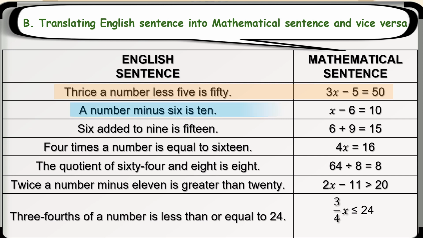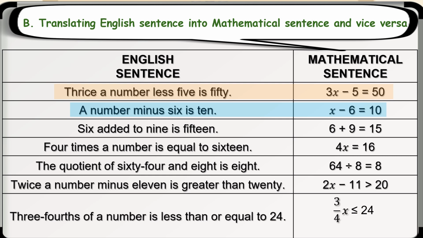Another example. A number minus 6 is 10. Take note of the keywords used. Minus means the operation to be used is subtraction. Is means equal. The word number means a value that we don't know yet. So we will use any letter to represent it. In this case, we will use x. So therefore, our mathematical sentence will be x minus 6 is equal to 10.